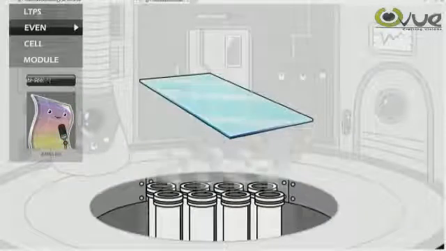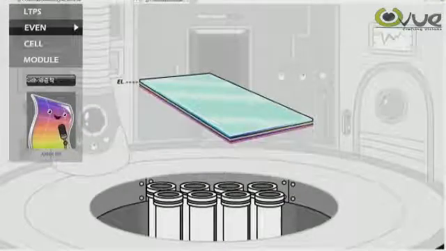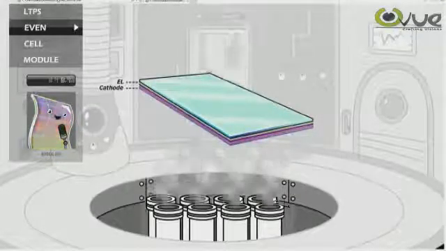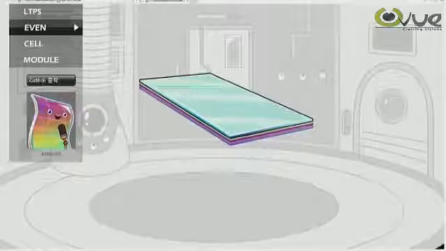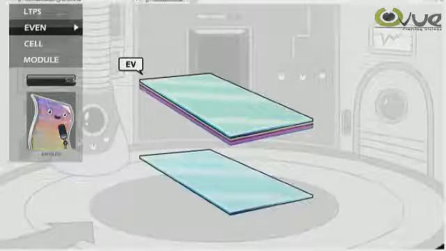Turn the substrate over first that is finished with the LTPS operation, and then put the substrate into the evaporator and deposit organic material by repeating the process of coating. This process is called EV.